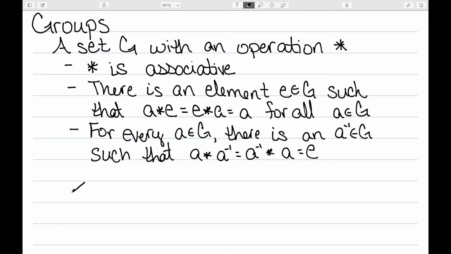And we can represent these groups. We use this symbol here, angle brackets G star. So we use our angle brackets, we write the set and the operation. So let's consider some very basic groups that we have.